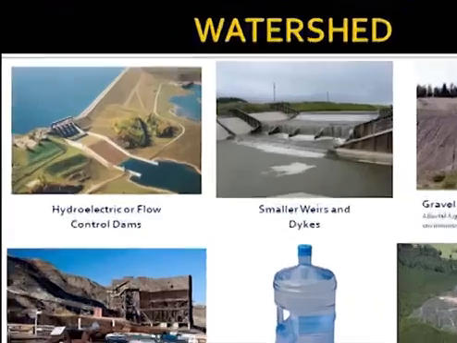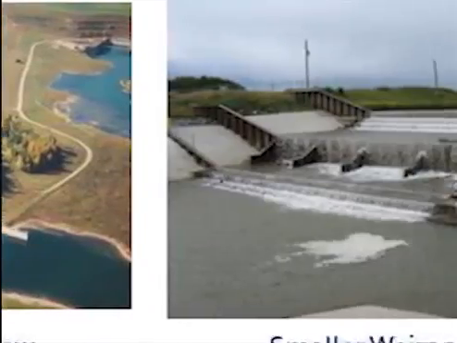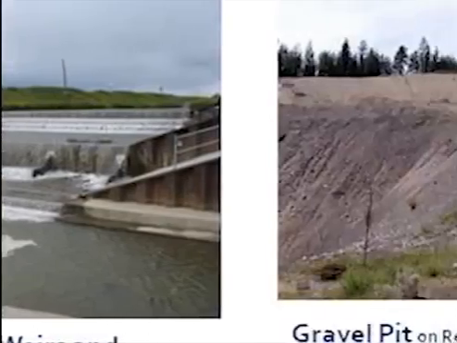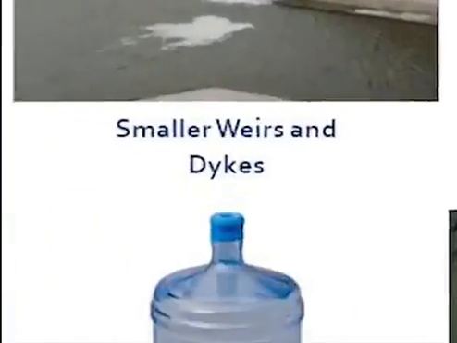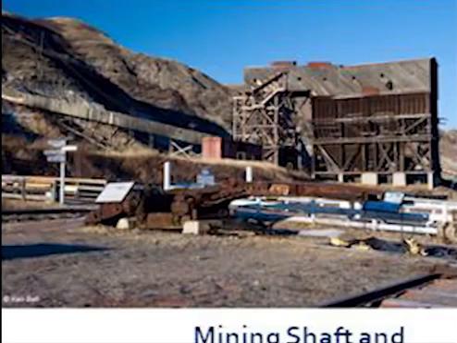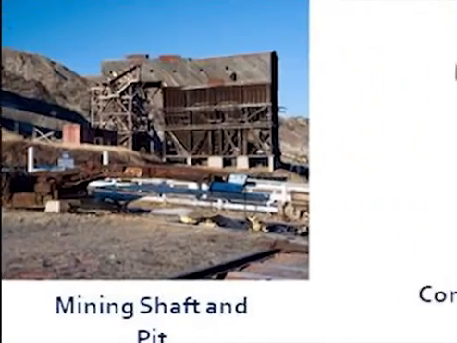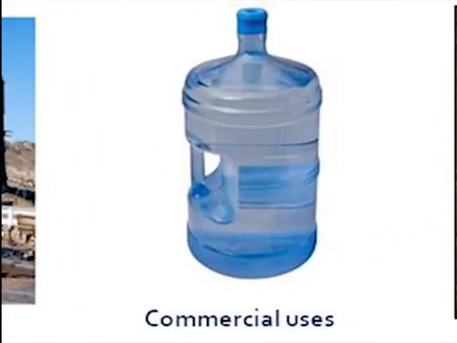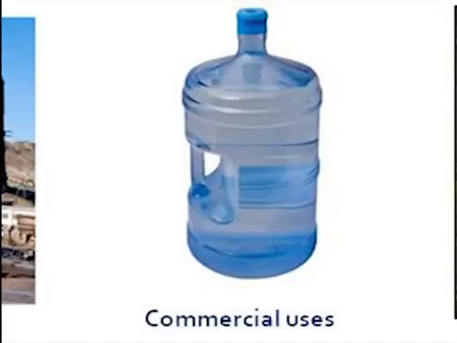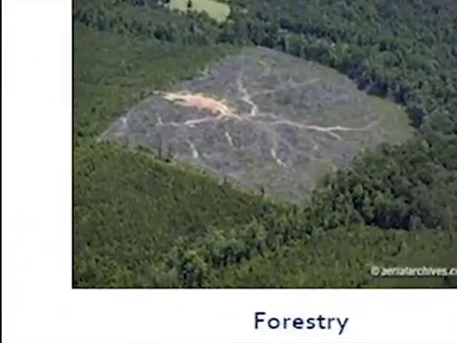Hydroelectric and flow control dams, weirs and dikes, gravel pits, shaft mining and pit mining along our river. We don't see many shaft mines anymore, but there were quite a few along the southern part of the river at one time. Commercial water use. We have a law in Canada that you can't ship bulk water, but it does not stop Coca-Cola and Pepsi and all those other bottled water companies from bottling up water and sending it to the States. And forestry.